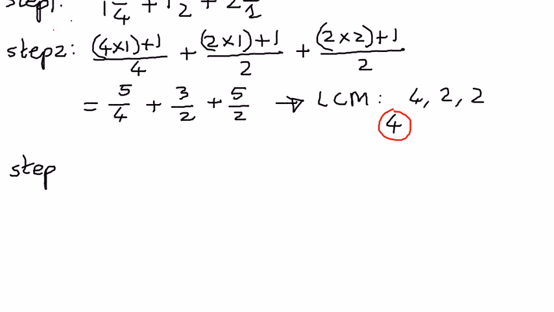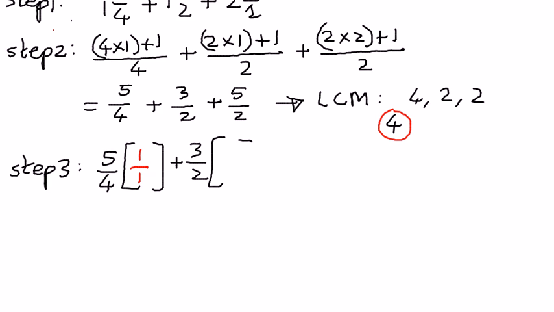So the way we're going to do that is as follows. Step number 3. We're going to write the first fraction, 5 over 4. We're going to multiply and divide this by 1 because we already have the common denominator as 4 there. For the second fraction, which is 3 over 2, we're going to multiply and divide by 2 here, so that way the common denominator is going to be equal to 4. And for the third fraction, we have 5 over 2, and we're going to multiply and divide this by 2 again, because then we make the common denominator equal to 4.